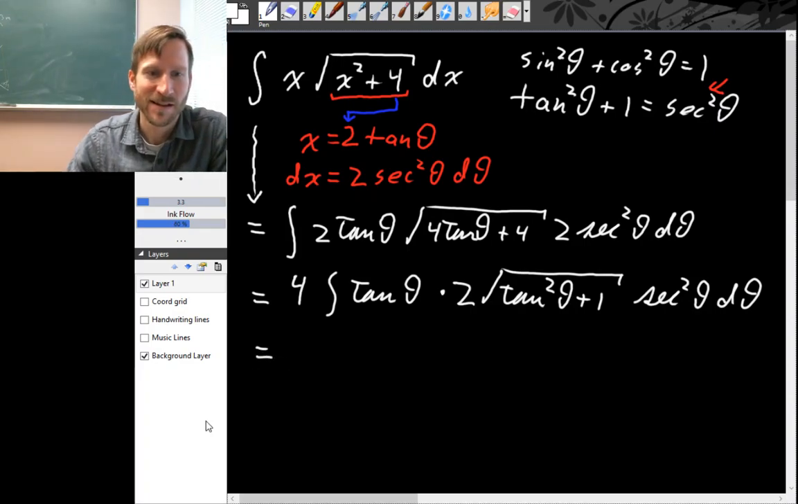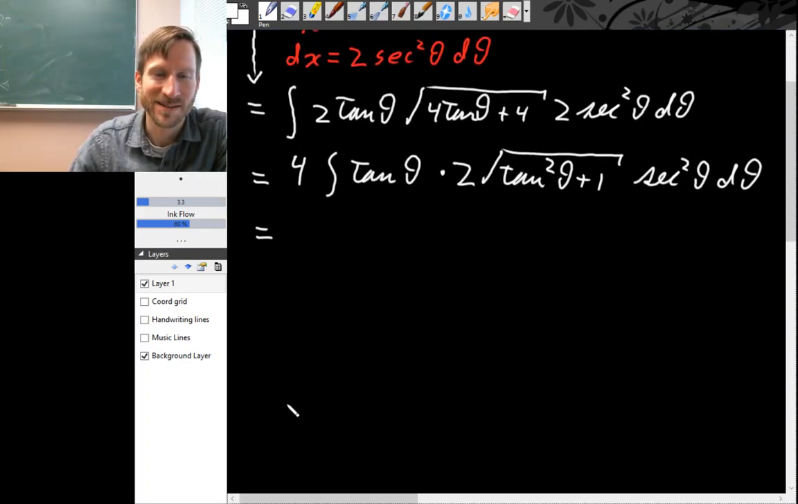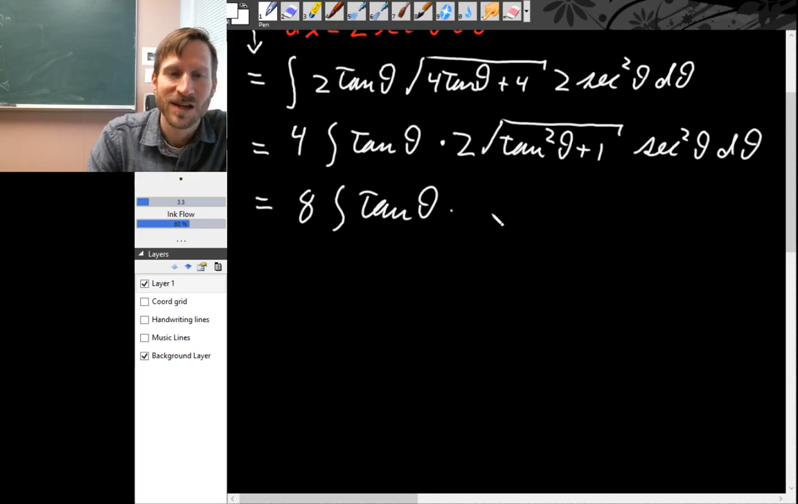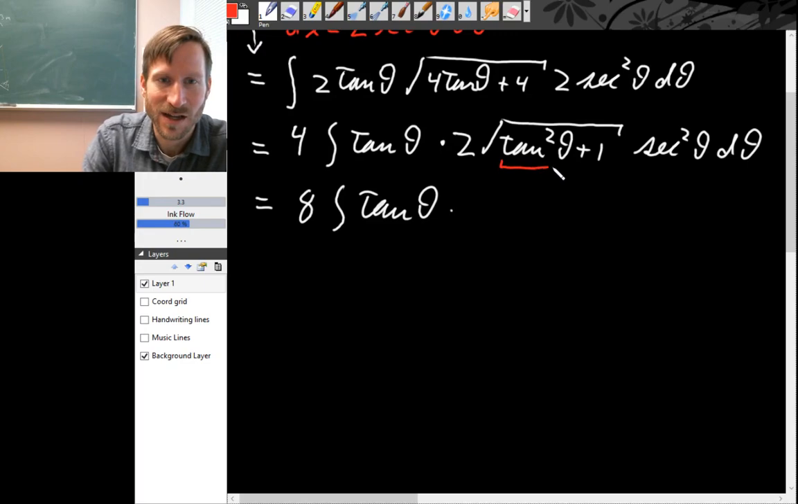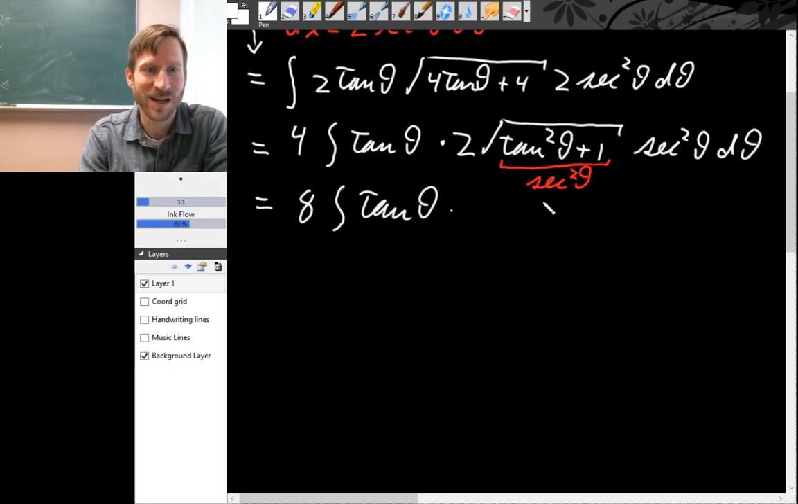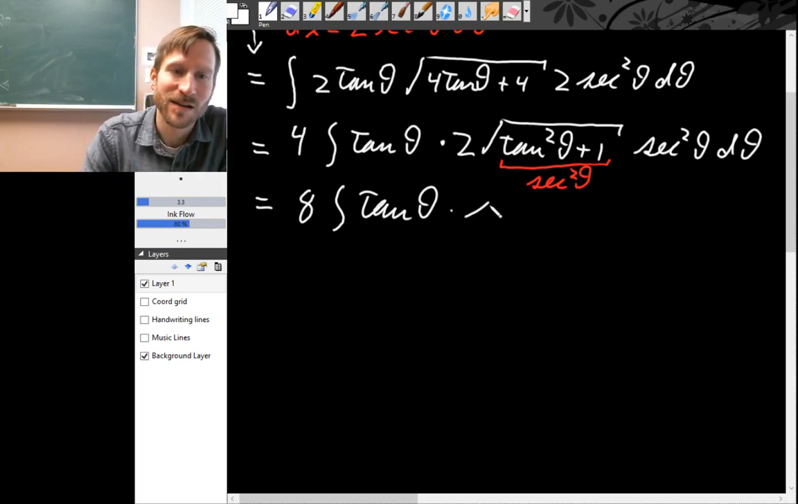All right. Things are starting to look up because now we can use our Pythagorean identity. We have one more factor of 2 to pull to the outside, so that makes it 8 times the integral of tangent theta times. Now for the Pythagorean identity, the stuff inside is secant squared theta, and the square root of secant squared is secant.